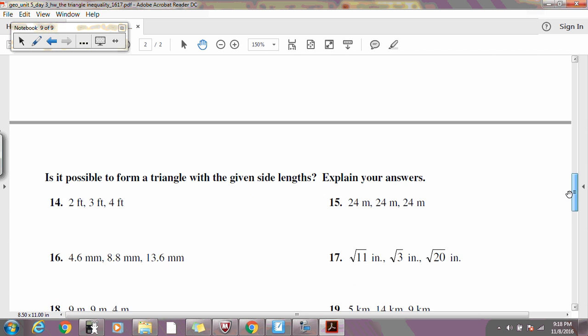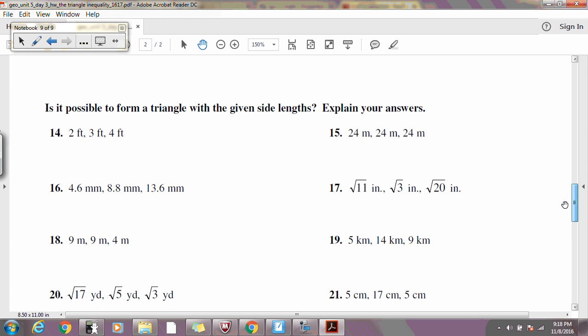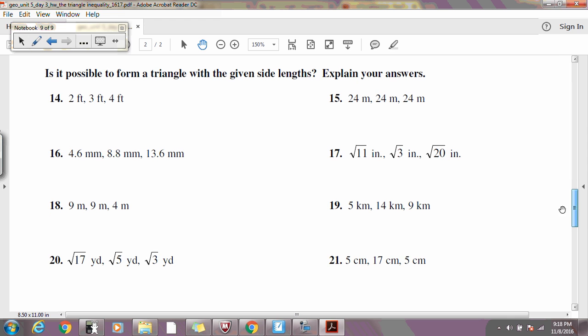On to the back, just more practice. Number 15, all sides are the same, so that's 24 plus 24. Is it greater than 24? Yes, automatically, because that's 48. So this is a triangle.